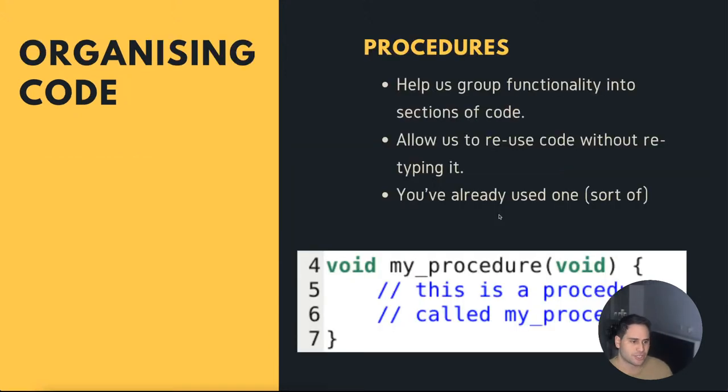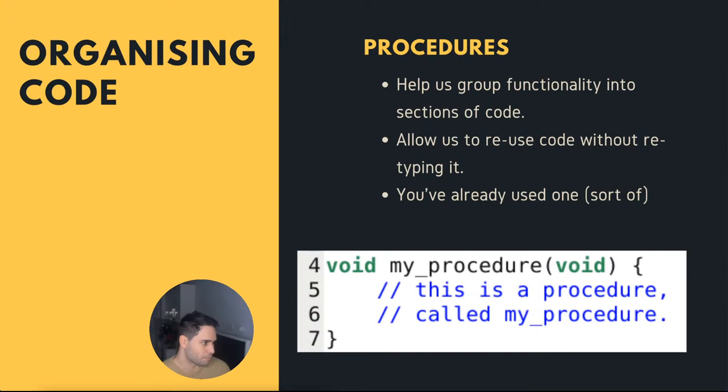The first concept we're introducing today is something called procedures. What is a procedure? You've sort of already seen one, actually, when we wrote the main function. Functions and procedures are very similar concepts. In fact, most C programmers never use the word procedures. They just use the word functions. But we're introducing procedures here first. So what do procedures help us do? They help us group functionality into sections of code. Because we can do this sort of grouping and labeling, it allows us to reuse code without retyping the lines over and over. And you've already sort of been introduced to it with the main function. So here's an example of a procedure.